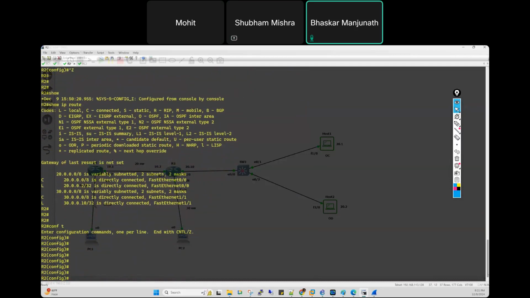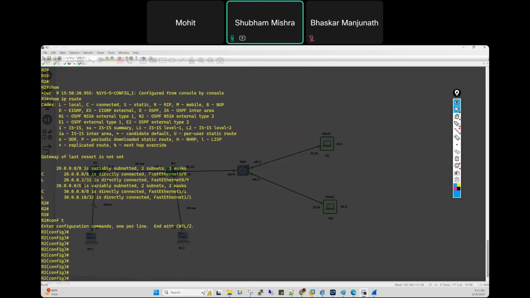On router number 2 also you need to configure that for every packet you need to forward this packet towards 10.1. So what is the command? IP route 10.0.0.0 and what will be the next hop, guys? Next hop. Guys, I did one mistake.